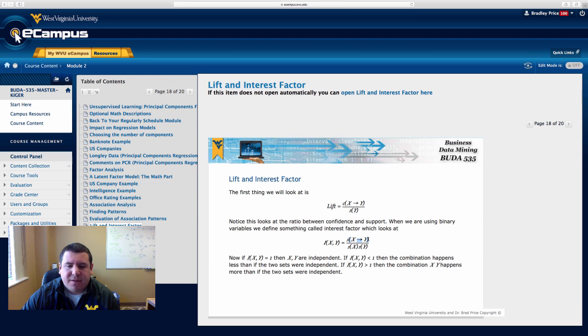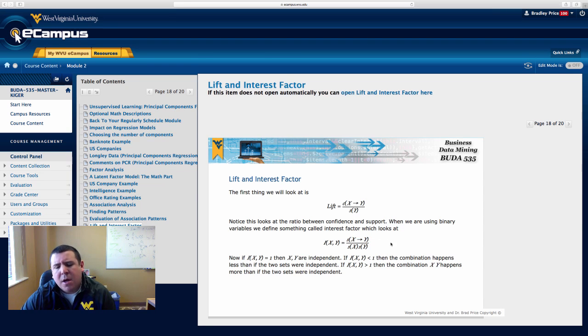Interest factor basically looks at, if you're using binary variables, this is what we typically use. And it basically says the support of x and y divided by the support of x times the support of y. Basically what it's doing is it's saying, are these two things independent of one another? That's what lift looks at as well, multiplied by the number of transactions. If you go in and write out what the item set counts are and things like that, that's really what you're looking at.